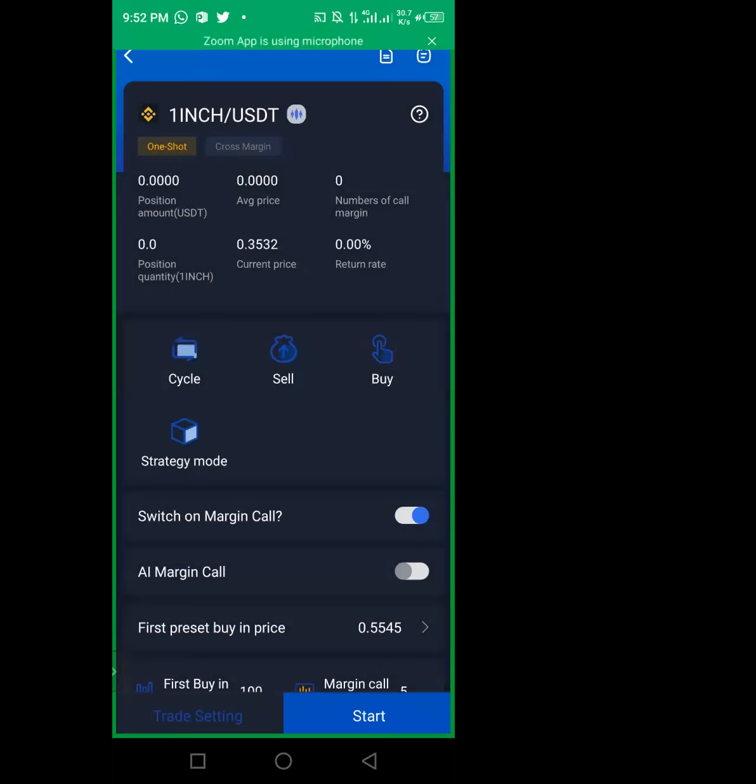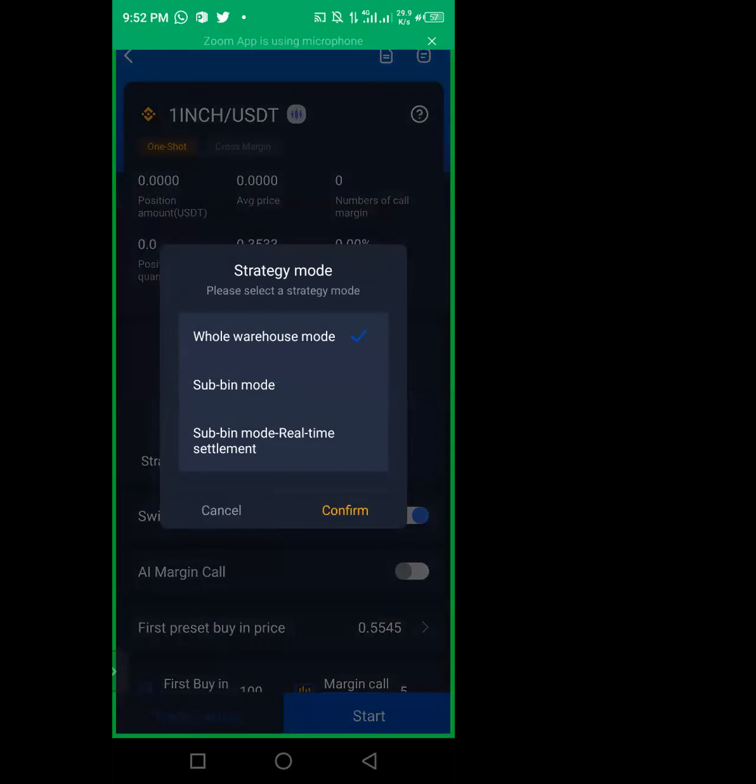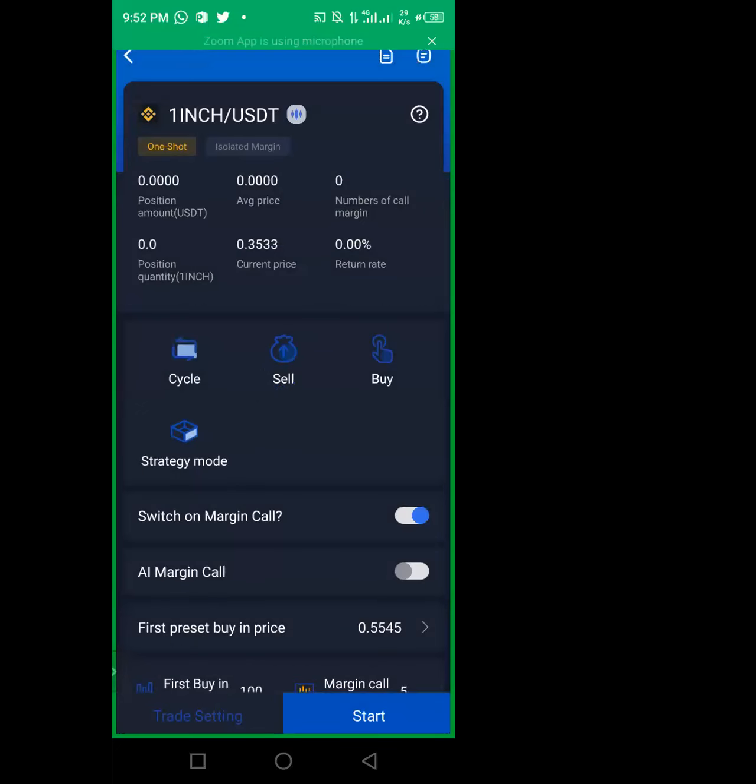So you see that some people say, I'm using 20 margin calls now, but I'm still not making profits in the dip. Yes, because you did not activate this mode that should make you start earning money in the dip. So you did not activate the sub-in mode real-time settlement. If you change it, it will turn to isolated margin.